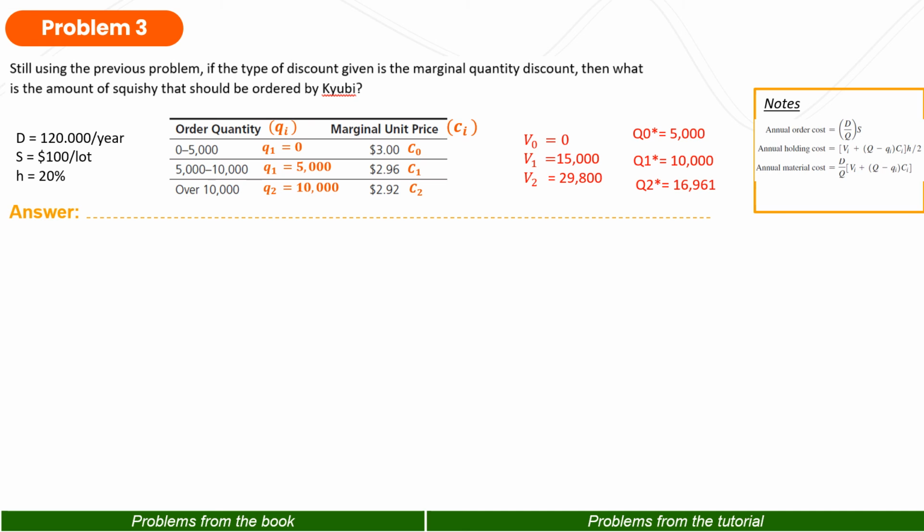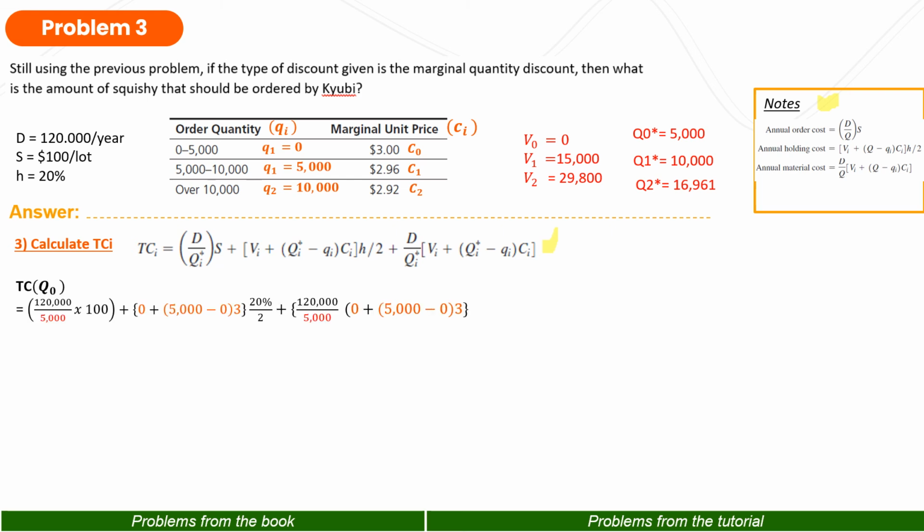Okay, and then the next step is we calculate the total cost for each option. The formula is quite different than before. The formula is here: the annual order cost plus the annual holding cost plus the annual material cost. So we compute the three options. So first for the Q0, the total cost is here.